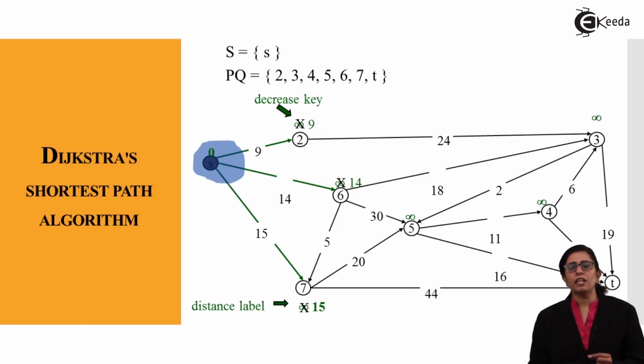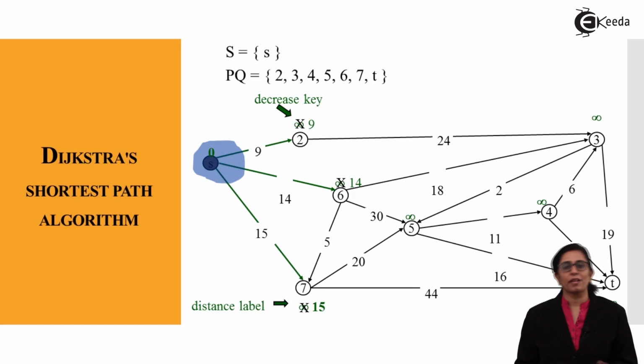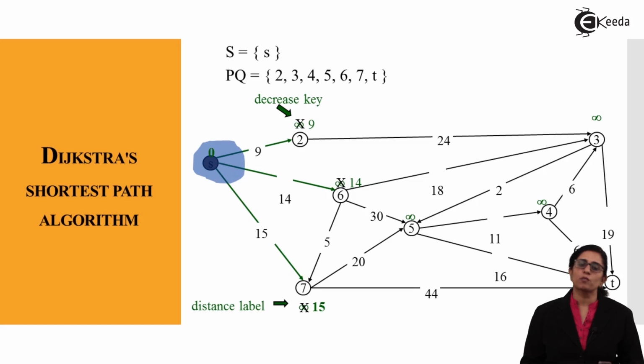So the infinity value of the node 2 is replaced with 9. The infinity value of node 6 is replaced with 14 because that is the edge weight, and the infinity value of the node 7 is replaced with 15. So the distance label is changed to the weighted values.